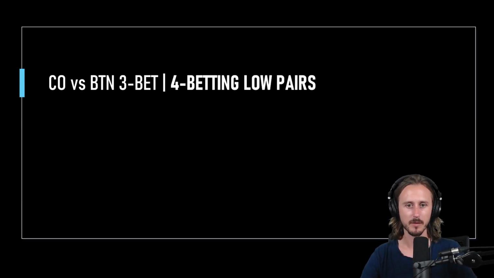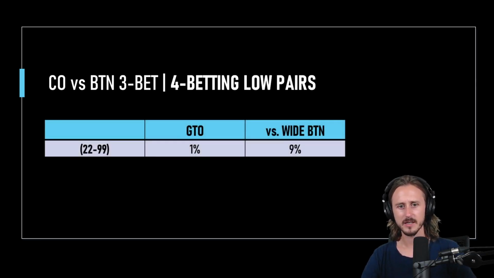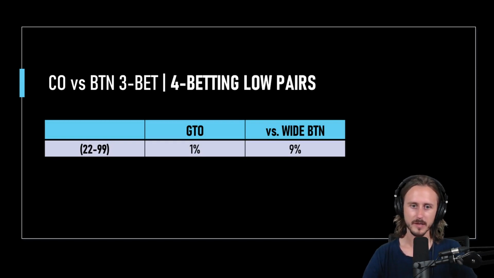And let's move on. 4-betting low pairs in this scenario. So we do open raise some of the better connected low pairs, some double suited ones with an ace, hands that can continue against an aggressive 3-betting strategy. And here we can see that low pairs, of course, are deuces until 9s. In the GTO setting, we're basically never 4-betting them, 1%. And against a wide bottom player here, we are 4-betting a couple of them, 9%.